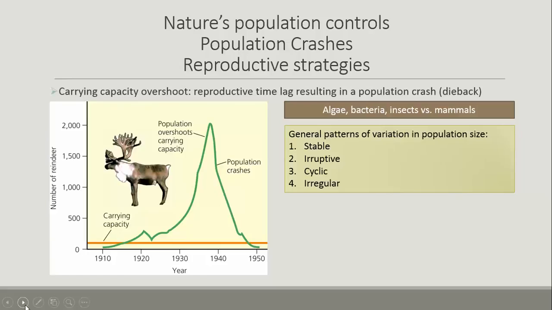So when we look at variations in population size and how they go about changing, the general patterns of variation are very simple. You've got a stable population size, you've got an eruptive population size, you've got cyclic population, and then you've got irregular population. So a stable population fluctuates slightly above and below its carrying capacity, so it's very stable. It's already gone through that J-shaped portion. It's reached the period of environmental resistance, and now it's stabilized.